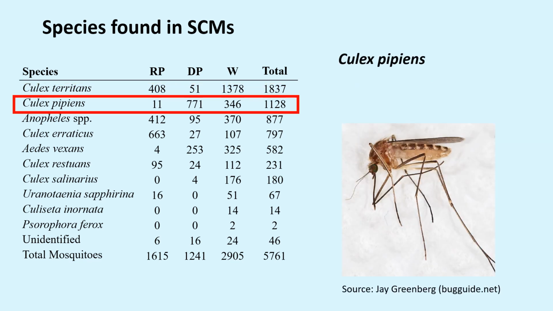However, with our second species, this is Culex pipiens, and I'm sure most of us are familiar with this one. This is the one that is considered the main vector of West Nile in our region of the country, and has also been implicated with vectoring other diseases as well. So this one was found pretty commonly in our samples.